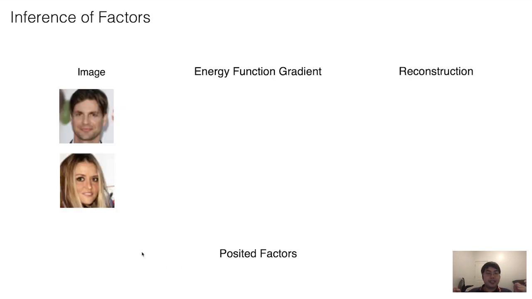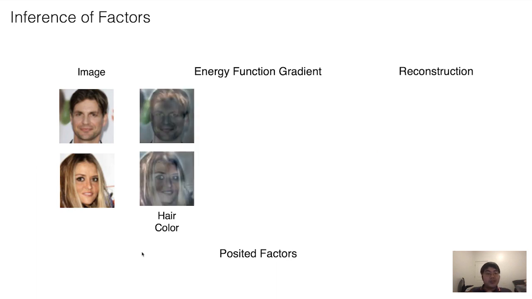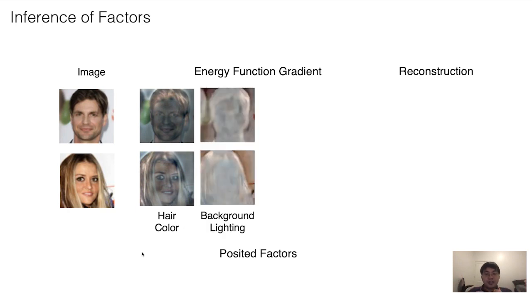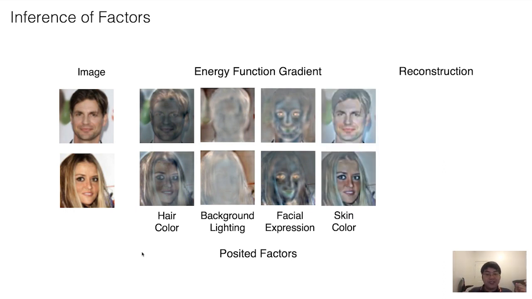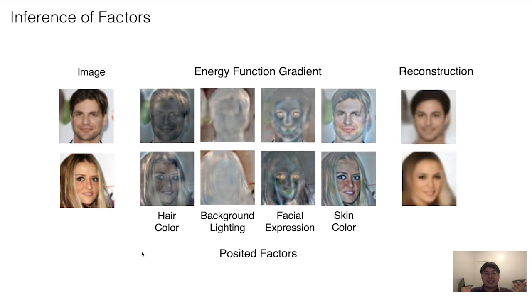Next, we do a similar illustration using faces. Taking the gradient of the first inferred energy function, we find that gradient magnitudes are high for the underlying hair of the person, suggesting perhaps that the first energy function corresponds to hair. Similarly, when we take the gradients with respect to the second energy function, we find that the gradients are much higher for the background. The third one is higher for the underlying eyes and mouth, suggesting facial expression. And finally, the last one is stronger for the underlying skin, suggesting skin color. By optimizing with respect to all four energy functions, we are able to reconstruct the image.